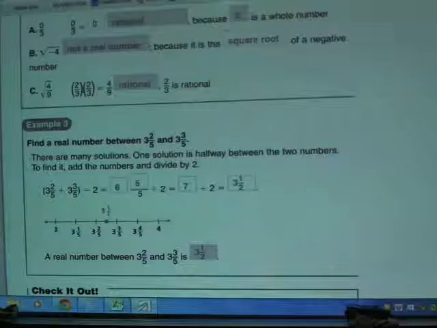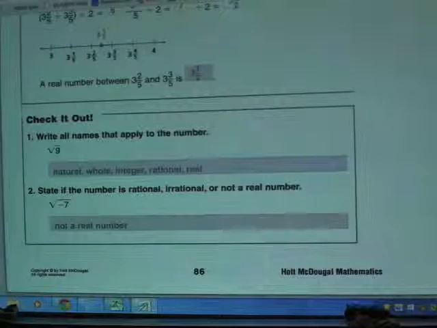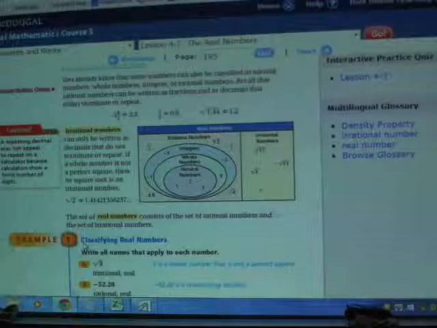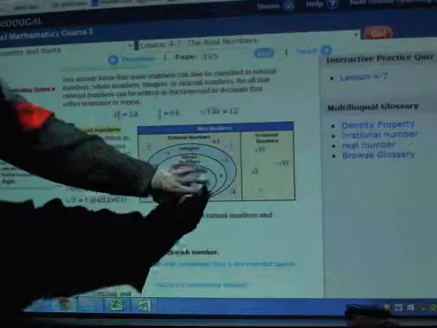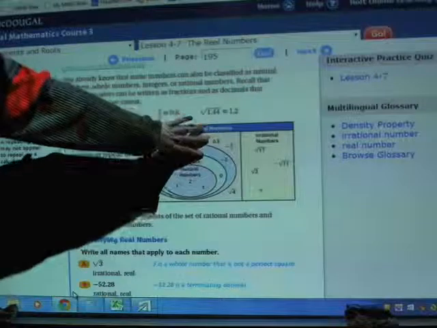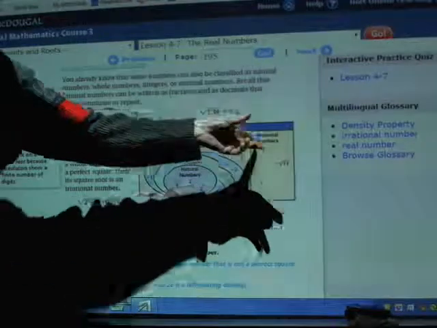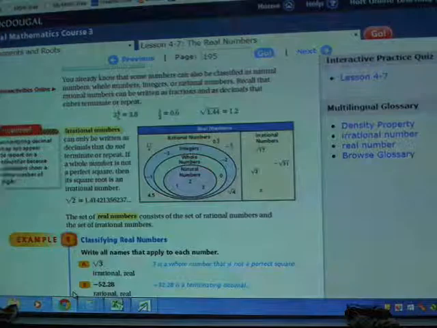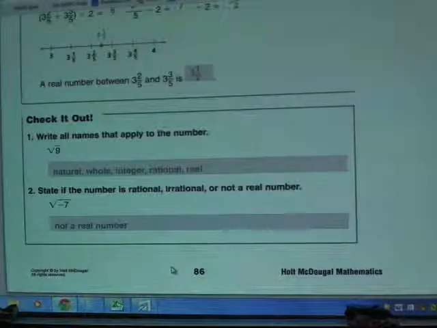All right, so let's go ahead and take a look at the concluding examples here in the Check It Out. Number 1 is asking me to write all the names that apply to the number. So the question is the square root of 9. Well, the square root of 9 is, of course, equal to 3. So if we go back and look at that chart that's on page 195 that we've referenced a bunch of times, as you can see, that's actually listed here in the natural numbers, so it's going to fit everything that encapsulates that bubble. So it will also be a whole number and an integer and a rational number. And remember, no matter where it fits on that chart, it's also going to be a real number. The only thing it's not going to be is irrational, because that's off on a category on its own. So as you can see, they've listed there as the solution: natural, whole, integer, rational, and real.